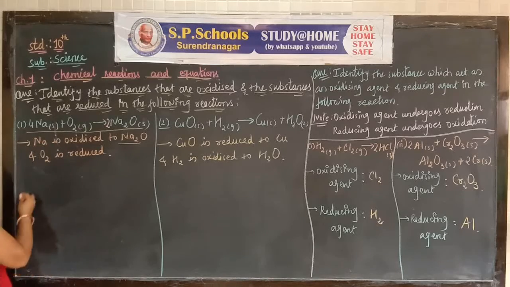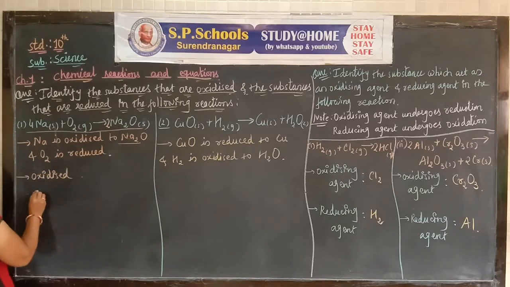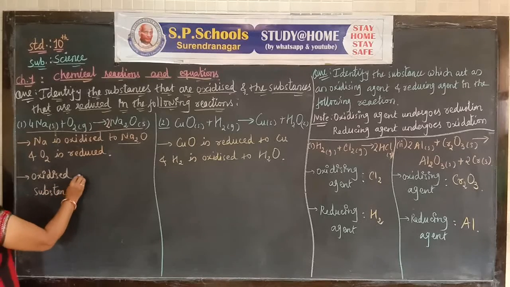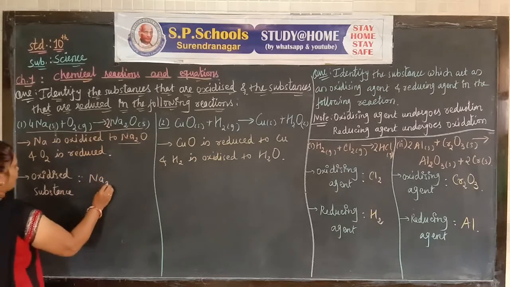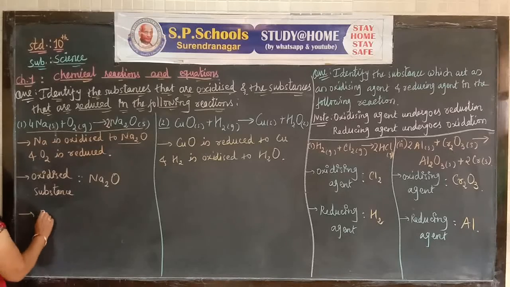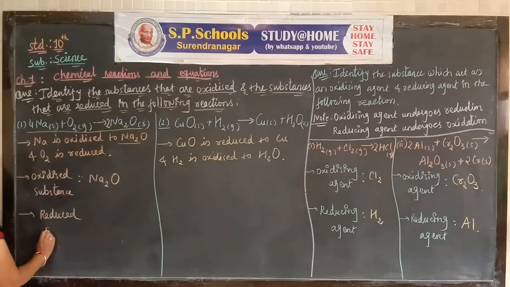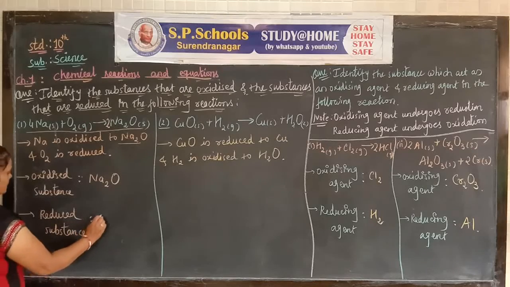So we write: oxidized substance is Na2O because it gains oxygen, and reduced substance is O2.